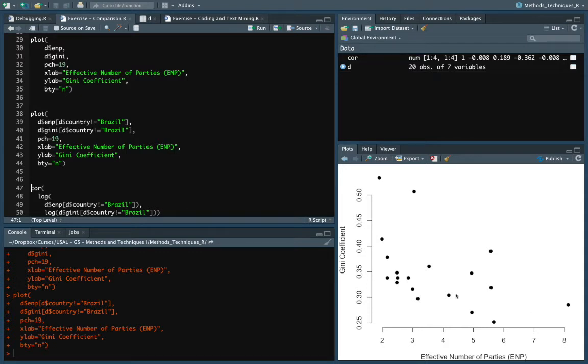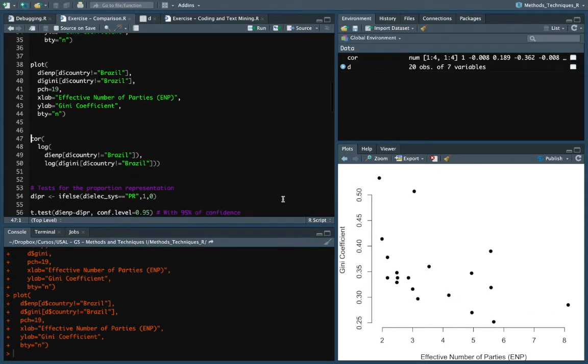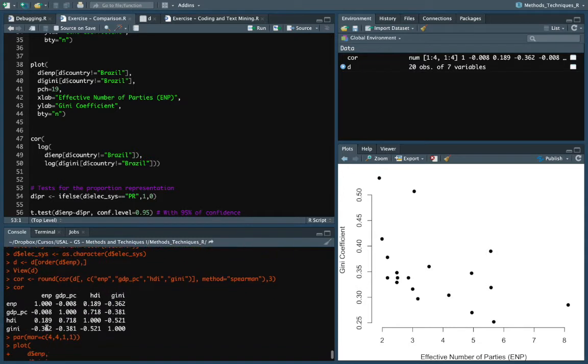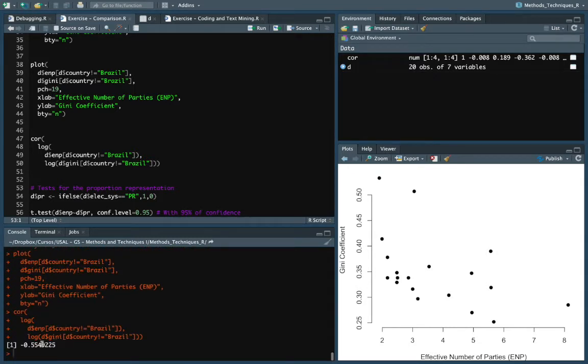And I'll do the correlation now without Brazil, and I find that the relationship increases from 0.362 to 0.555 if we round the numbers. So we can see that Gini is negatively correlated with the ENP. The lower the effective number of parties, the higher the Gini.